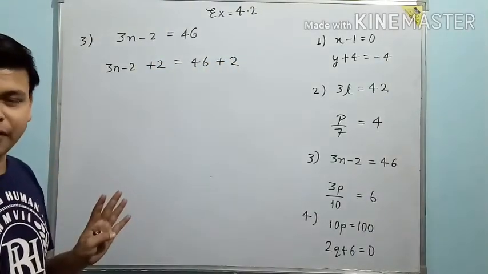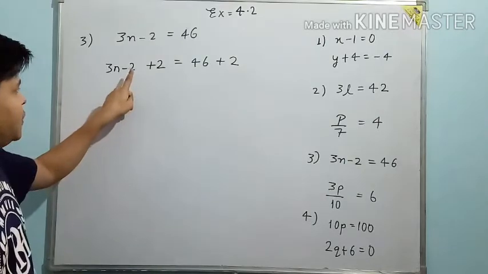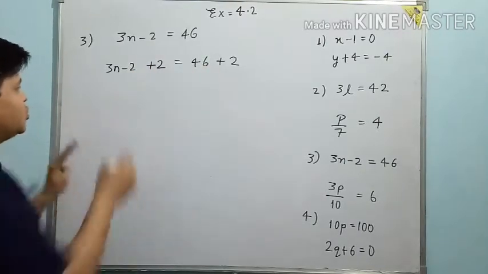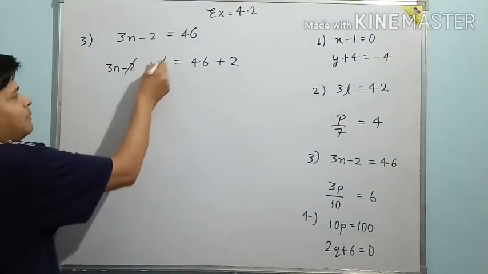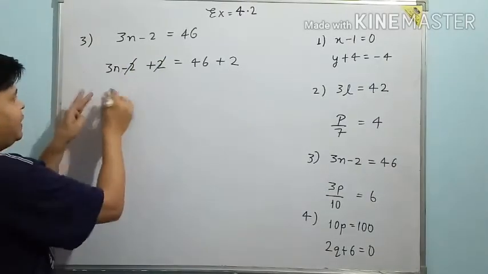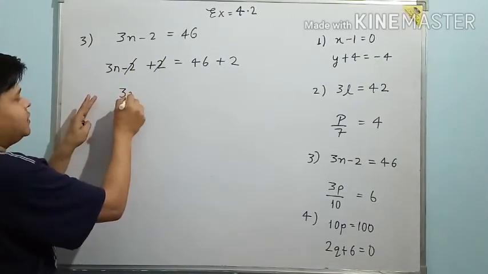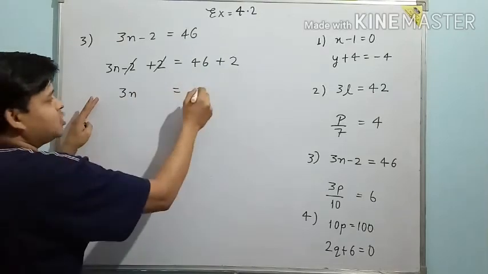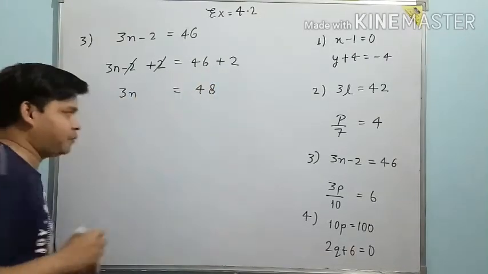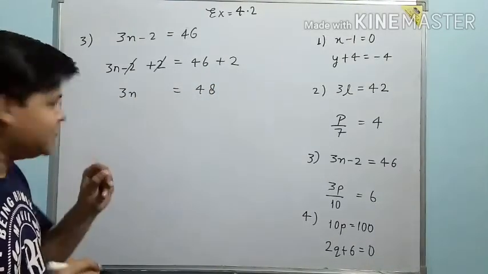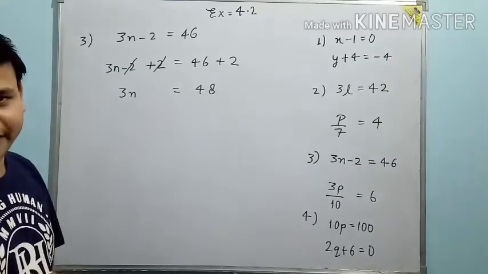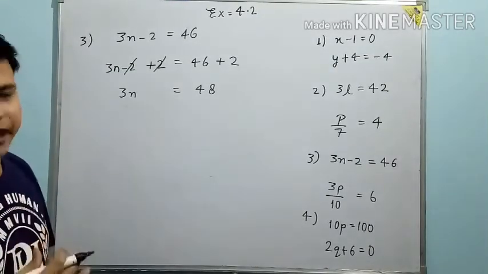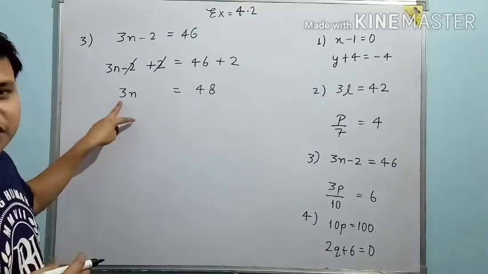I hope you all have understood. So plus 2 and plus 2. Now we can solve that. Minus 2 and plus 2 get cancelled, and we are left with 3n, and here 46 plus 2, that is 48. Now the next task is to remove this 3 from here. Our next target is 3.